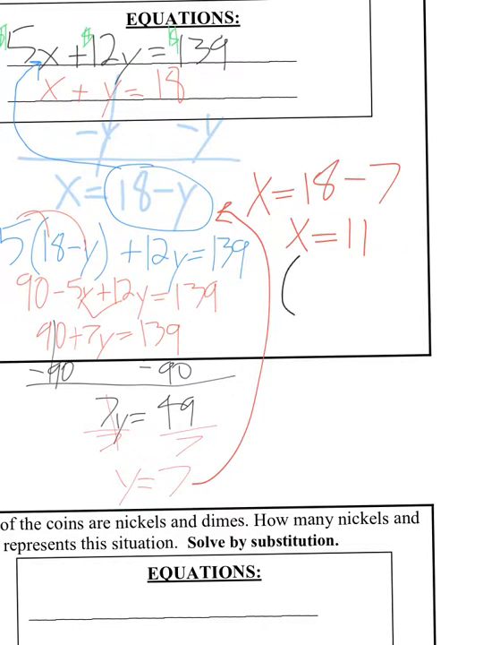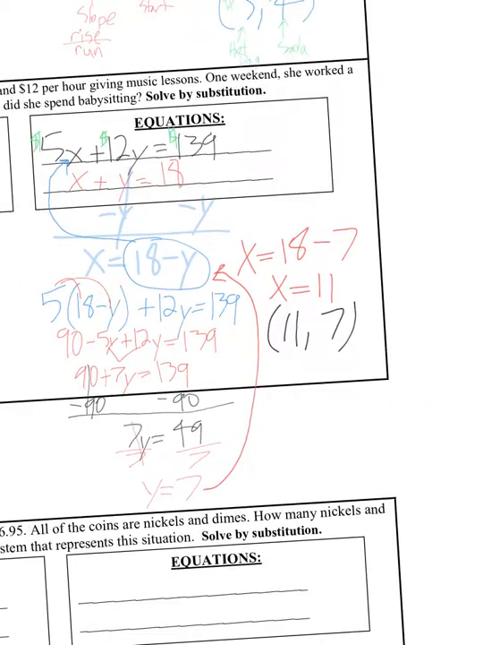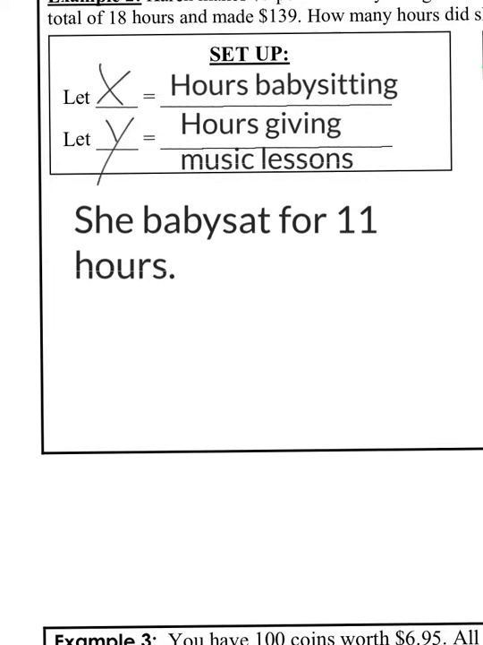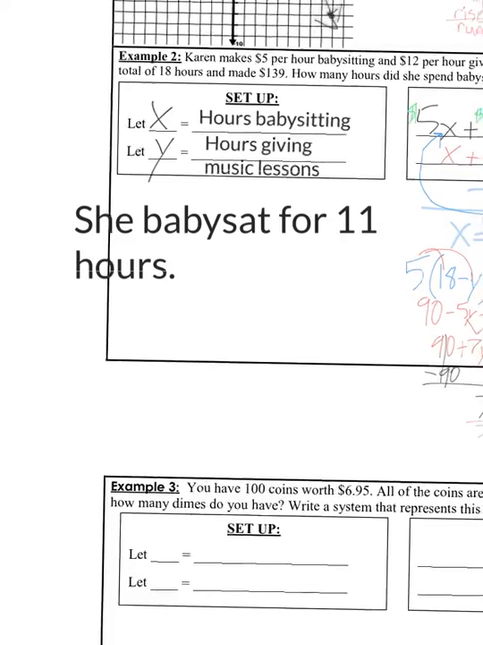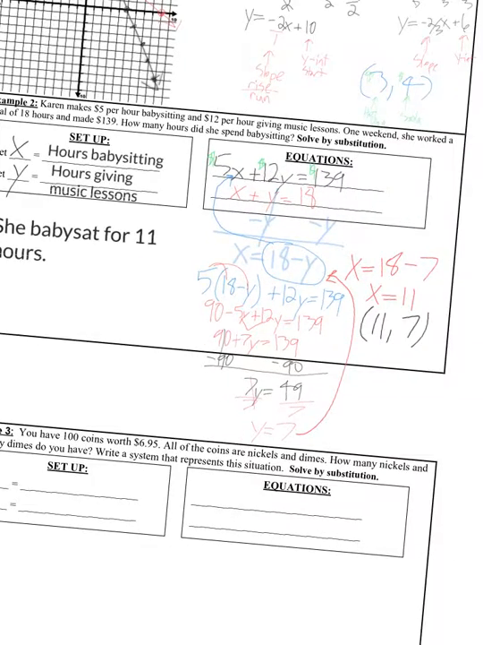So you can rewrite it as a coordinate 11 comma 7, but the question itself was asking how many hours did she spend babysitting, and that's just the x variable. So she babysat for 11 hours. You might want to just write a sentence that says that. So there, she babysat for 11 hours. That tells me, as a teacher, that you understand what the variables mean. And so, yeah, I think that's all I can really say about that.